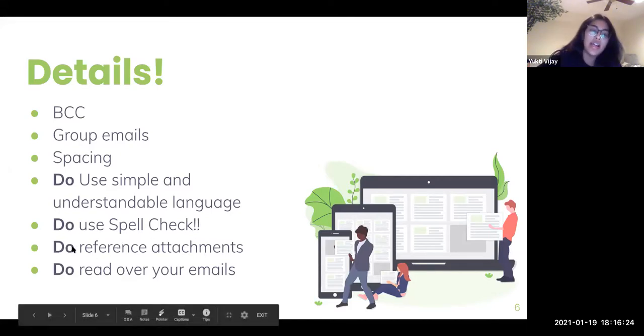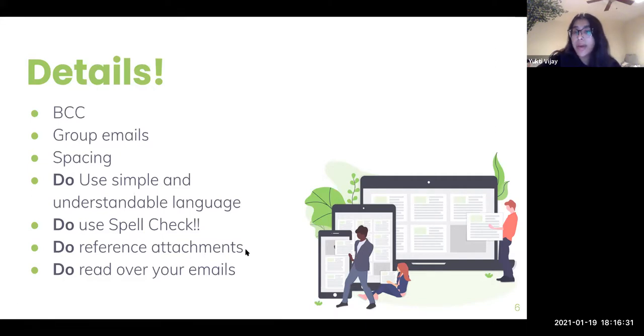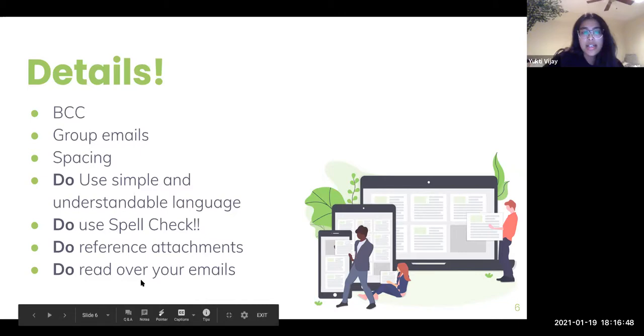And for the last two, do reference your attachments. So if you do attach a PDF, you should definitely reference back to it, maybe even after you say your ending statement. So if you say, okay, best wishes, Yukti, then you want to say, PS, I attached my resume above, or I attached my resume to this email, or I attached the file that you were looking for, etc.